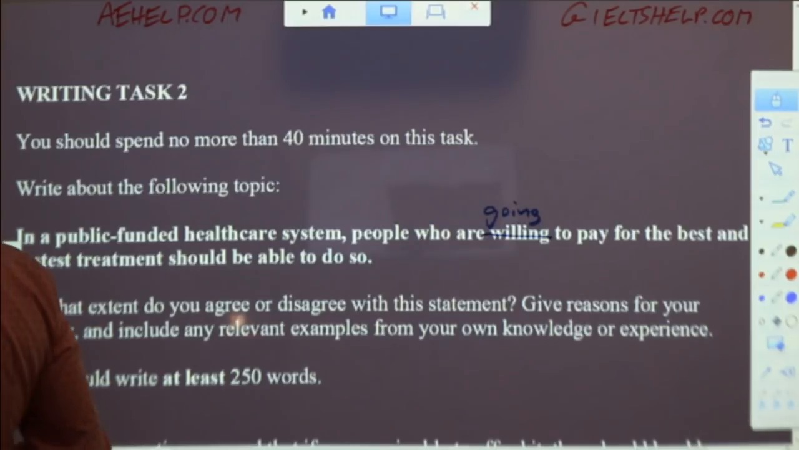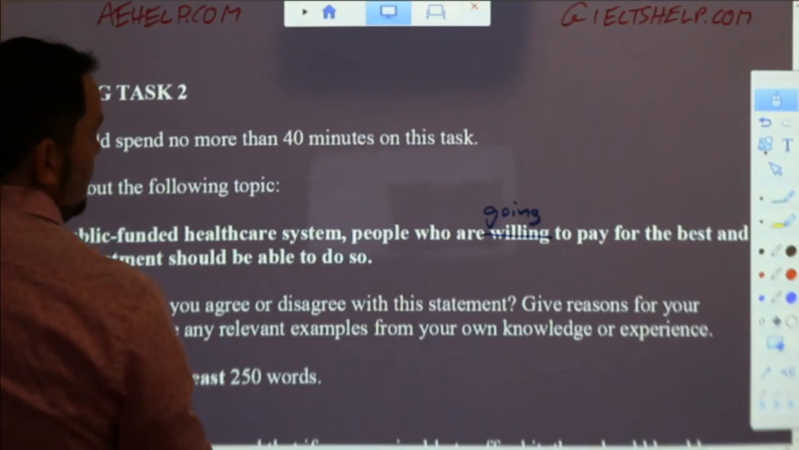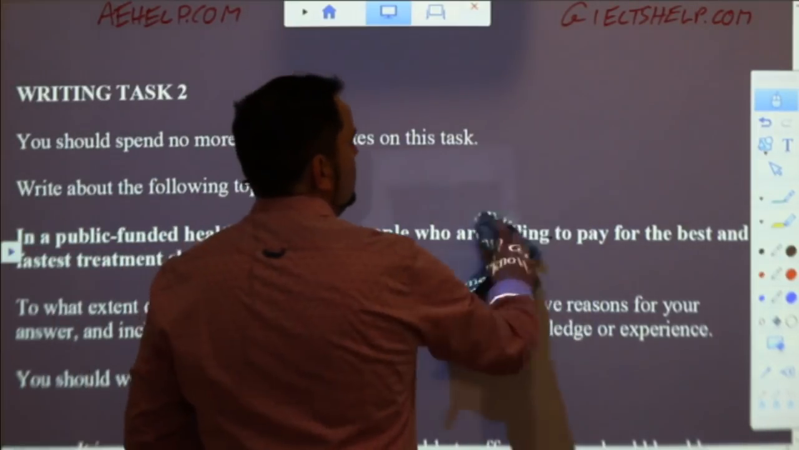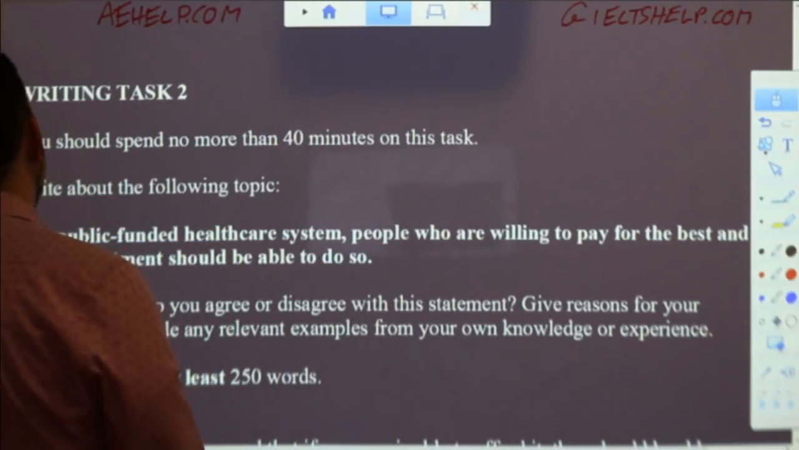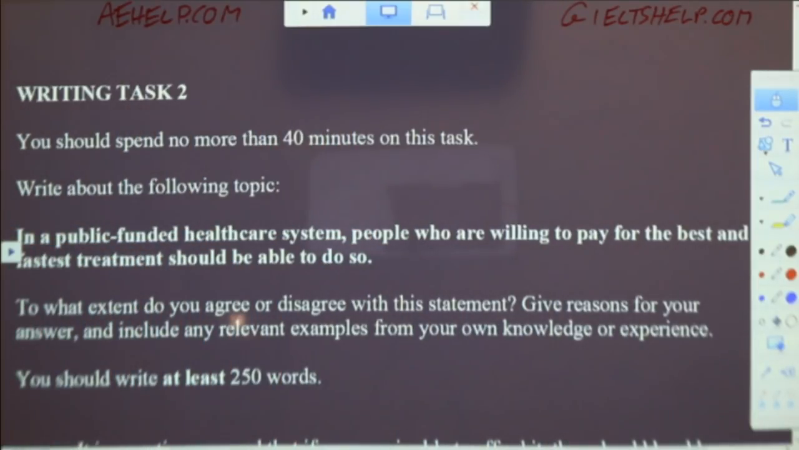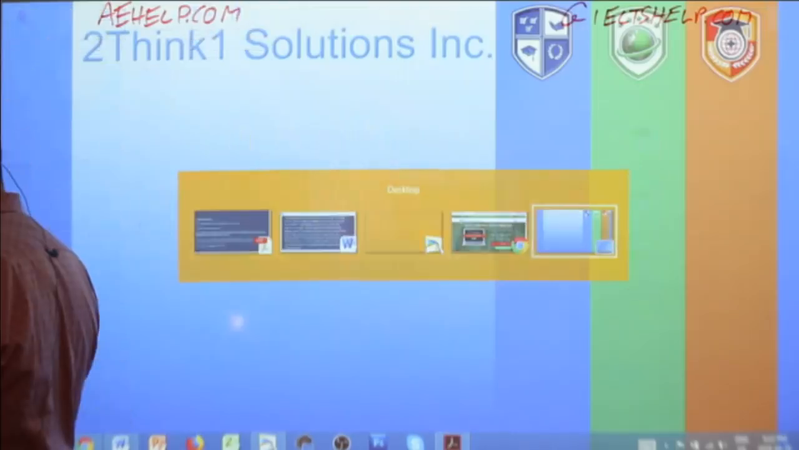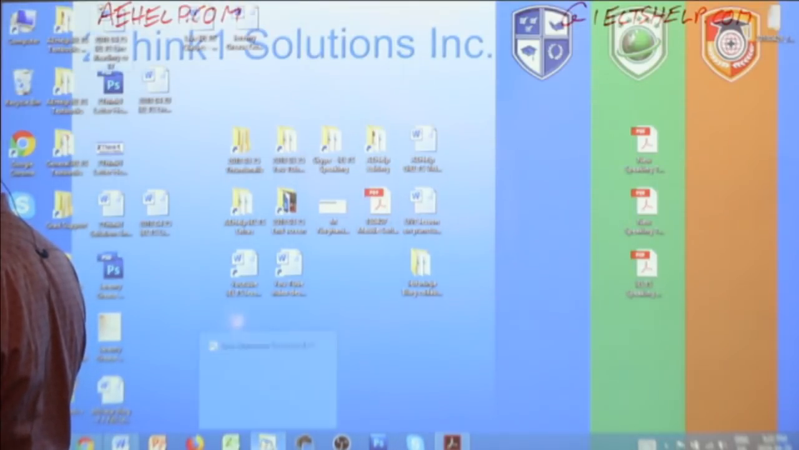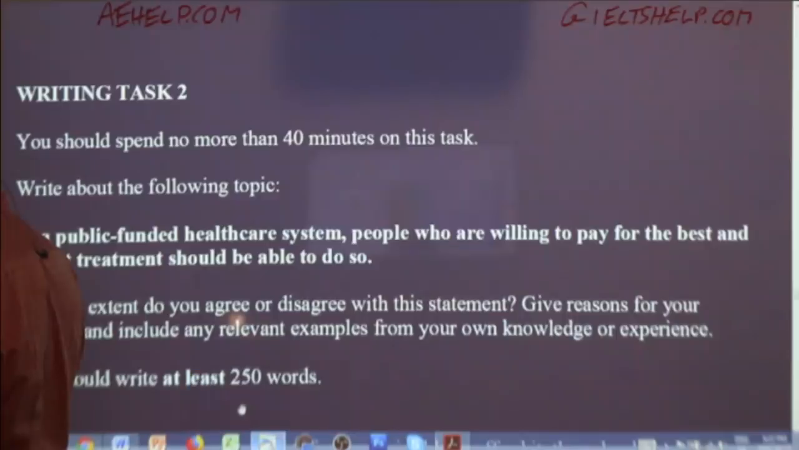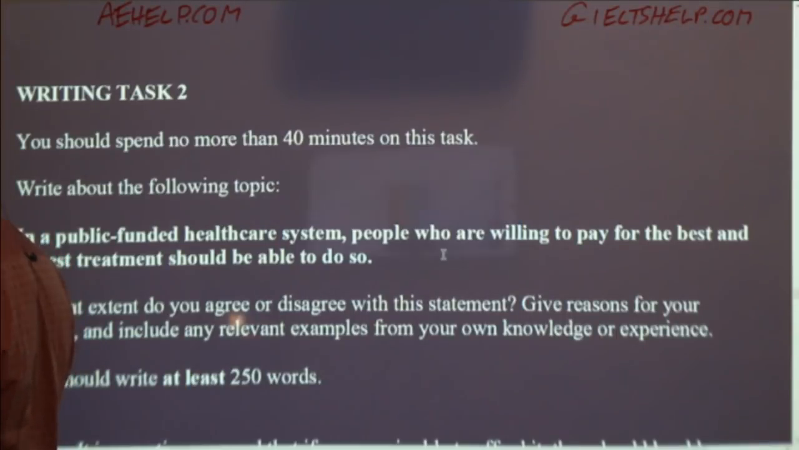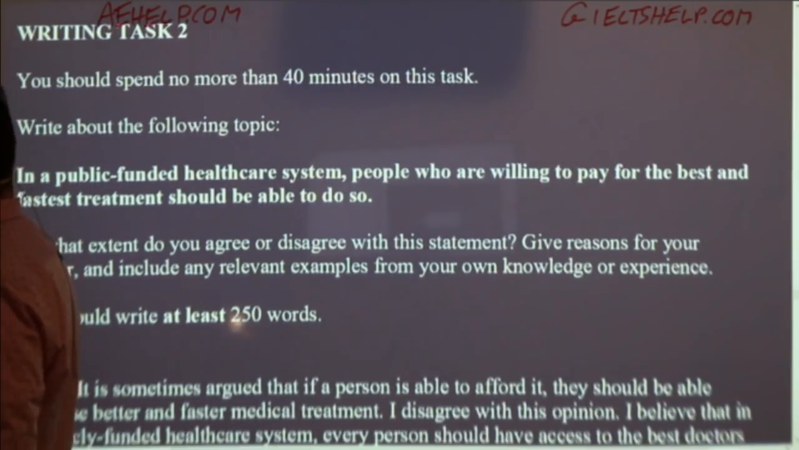Okay, so here we go, girls and guys. Question task 2. You should spend no more than, and let me just close software here because I don't need it anymore. Just give me a second. It'll give us a little bit more space. All right, so here we go.